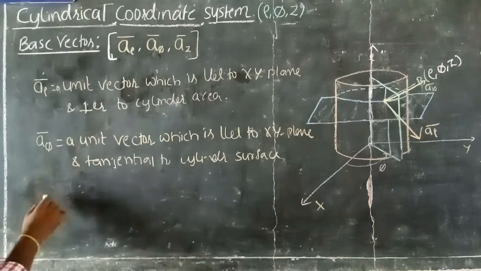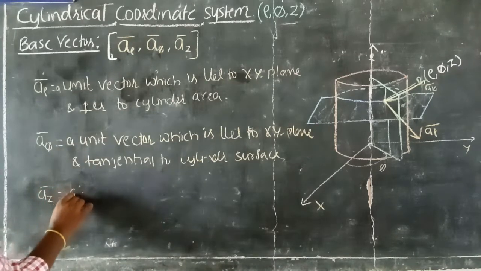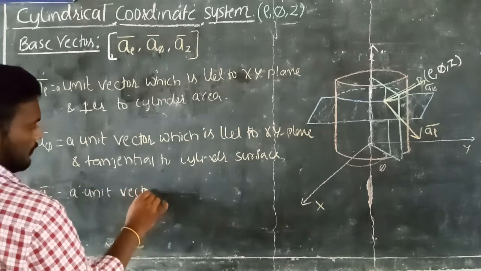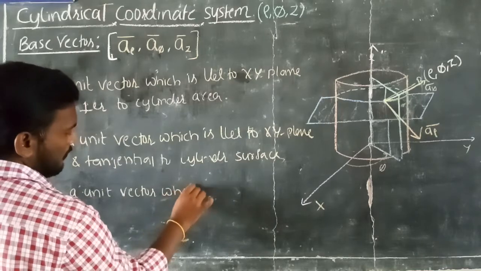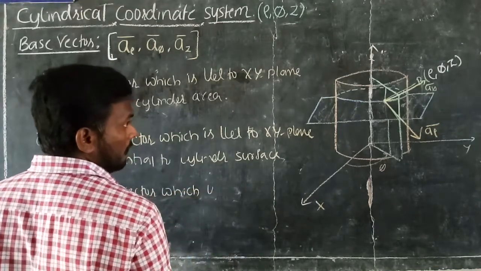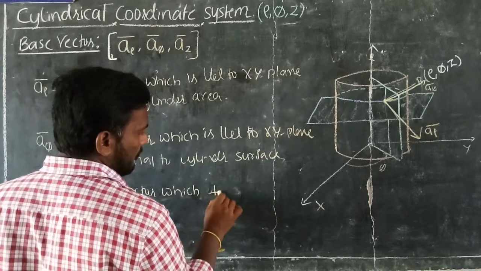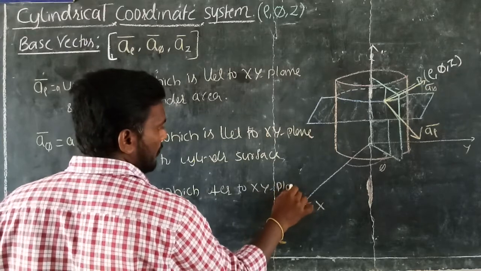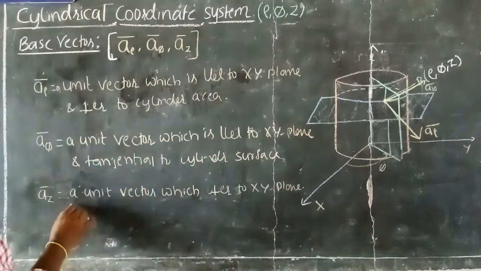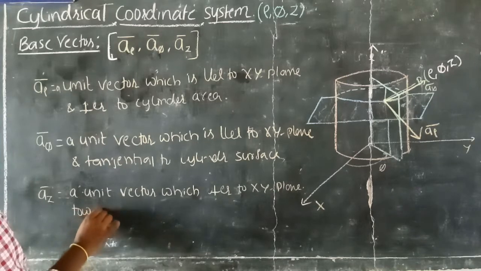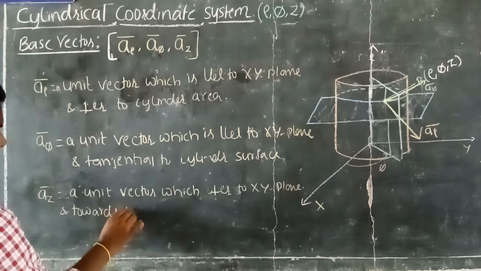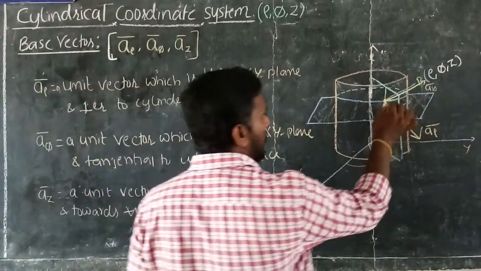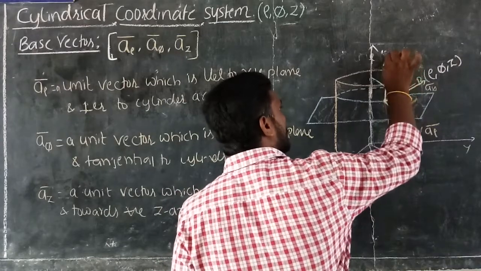Now finally we have az bar. Az bar is also a unit vector which is perpendicular to the xy plane and towards the positive z-axis. That means it is oriented along the z-axis direction.